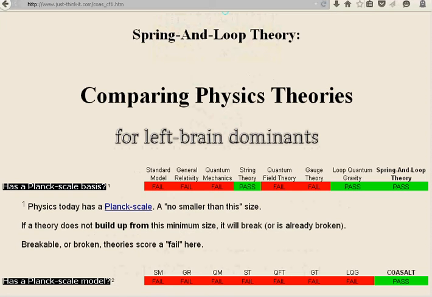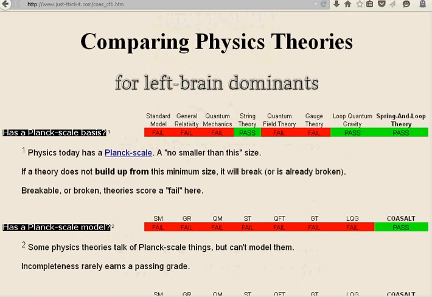Comparison number 2. Does it have a Planck scale model? Some physics theories talk of Planck scale things, but can't model them. Incompleteness rarely earns a passing grade. For this comparison, only spring and loop theory has a Planck scale model.